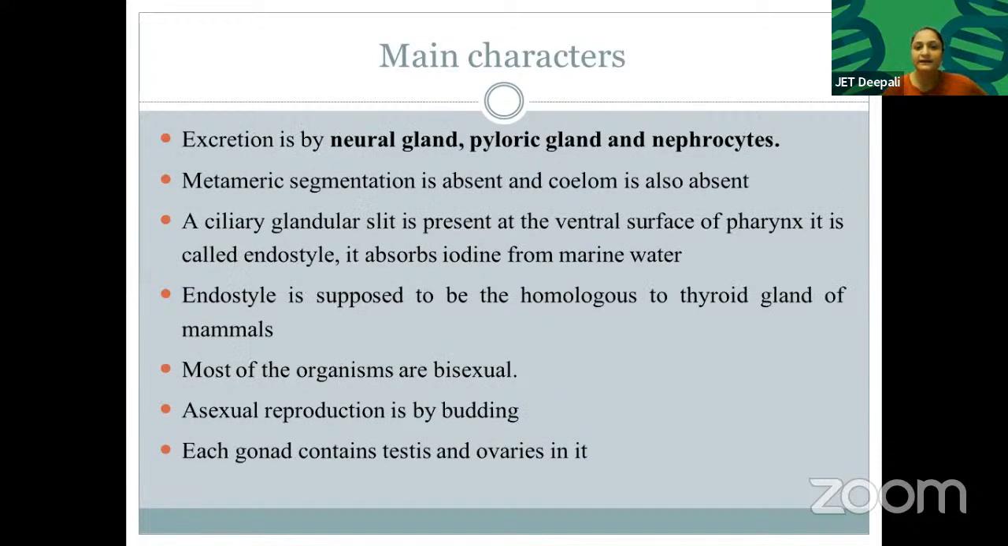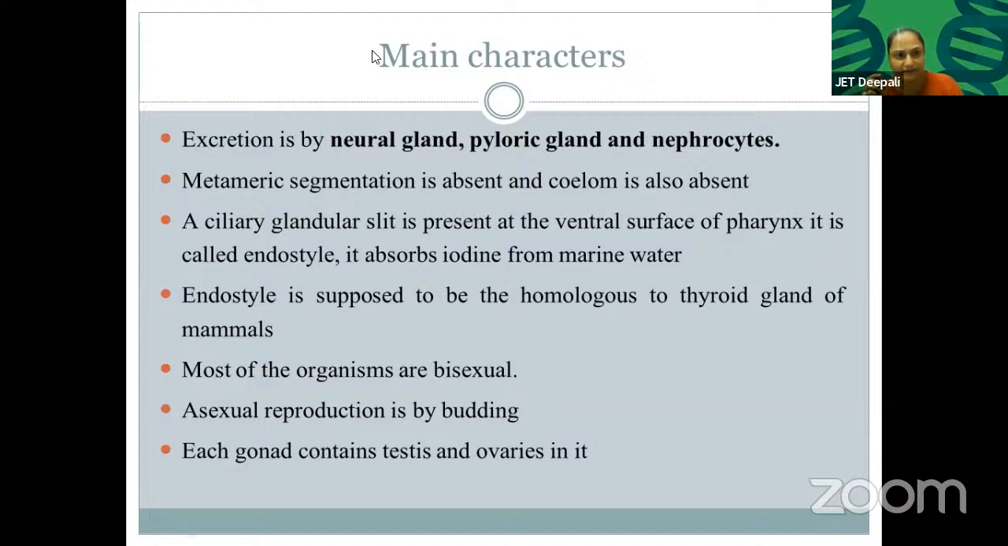Main characters: excretion by neural gland, pyloric gland, and nephrocytes. These are the organs of excretion. Metameric segmentation is absent. Coelom is also absent. A ciliary glandular slit is present at the ventral surface of the pharynx. It is called endostyle. It absorbs iodine from marine water. See, this is important.